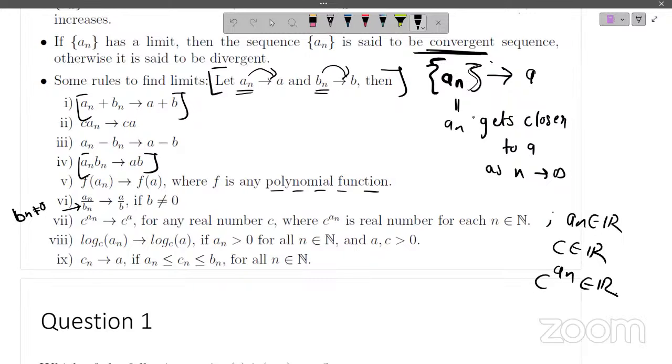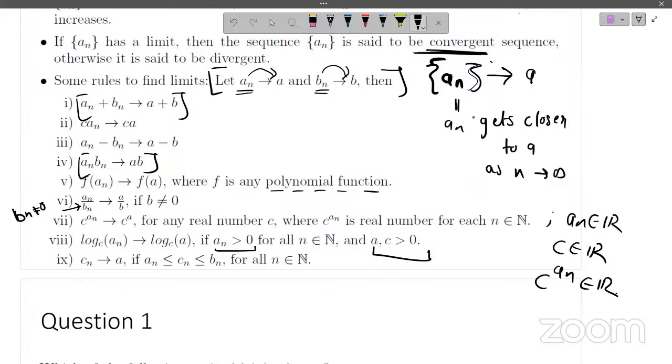Okay. Now similarly, log of an will converge to log base c of a, where an is strictly greater than 0, because only then will our log function be well defined. And a and c also should be strictly greater than 0, for the same reason, that you want to define a log function. Now here is what is called the sandwich rule.